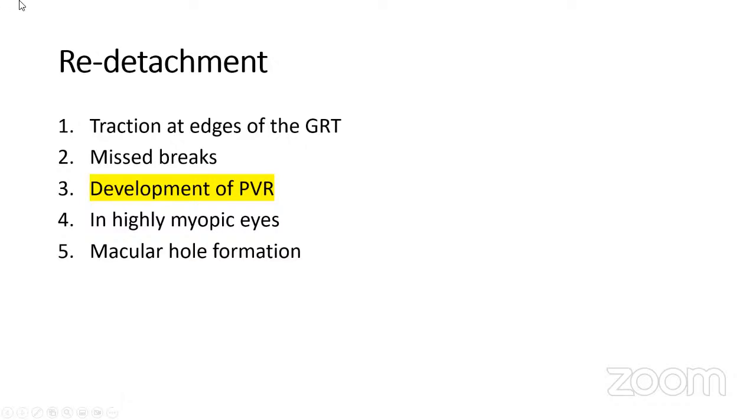The determining factors for redetachment are whether the giant retinal tear's traction is completely released, whether there is any other missed break, or whether there is concomitant PVR formation at that time. There are also reported cases of highly myopic eyes, usually defined as more than 6 diopters, or macular hole formation, being more prone to redetachment.